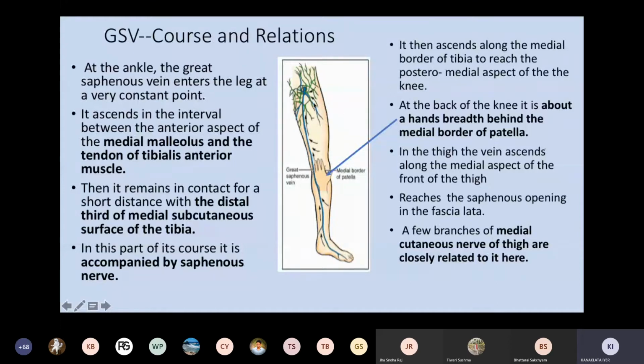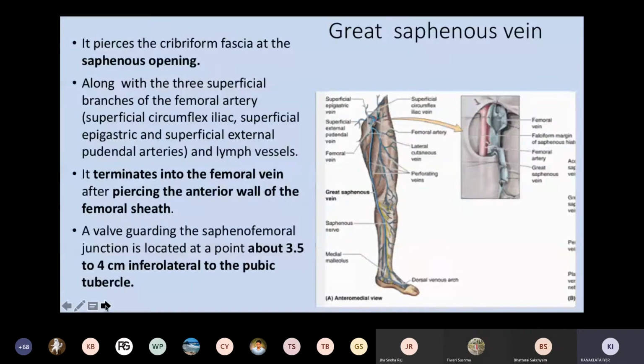So as it goes up, it pierces the cribriform fascia, and once again it pierces the anterior wall of the femoral sheath and opens into the femoral vein. So then this is the saphenous opening. A little bit about the saphenous opening. Now, the saphenous opening is this way.